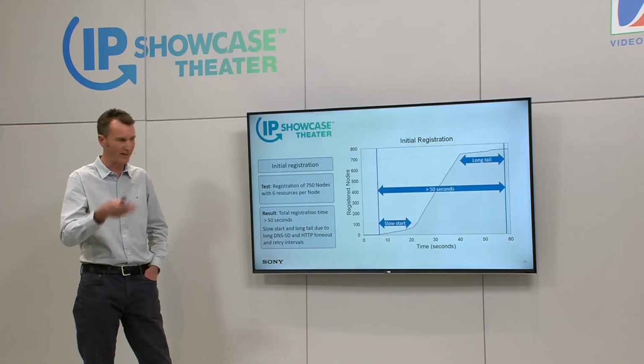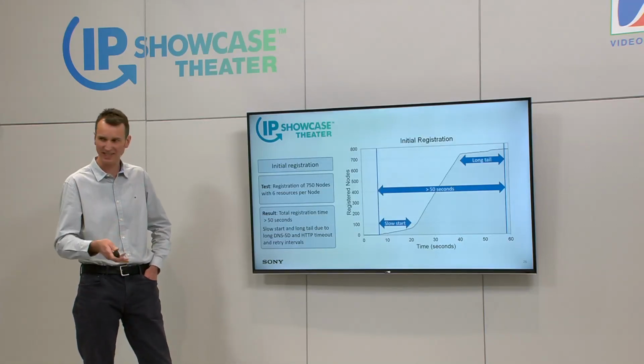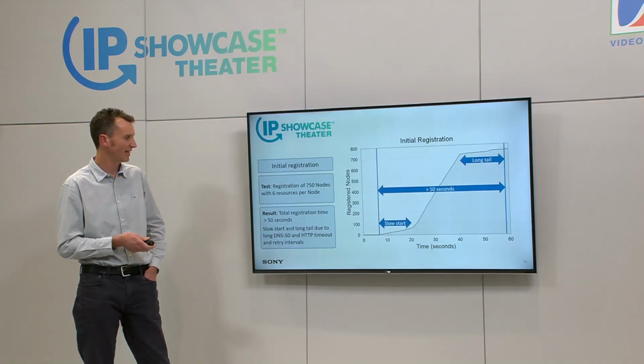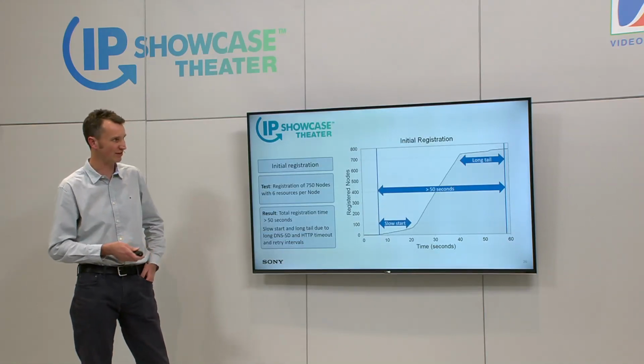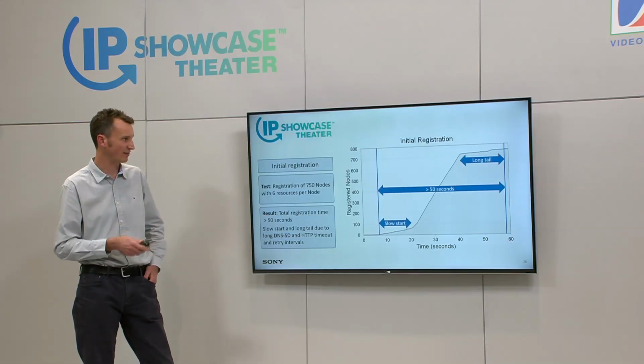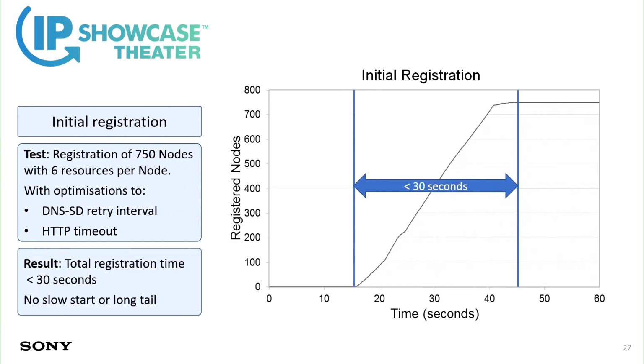So this was the registration request itself. Also, the registry would get slightly overwhelmed by those, and some of them would time out without the node getting a response from the registry. And again, the retry interval was set far too long by default, so again we turned that right down to 5 seconds. The result was that we got no slow start and a much shorter tail, and the overall registration time reduced from 50 seconds right down to under 30 seconds, so nearly halved.